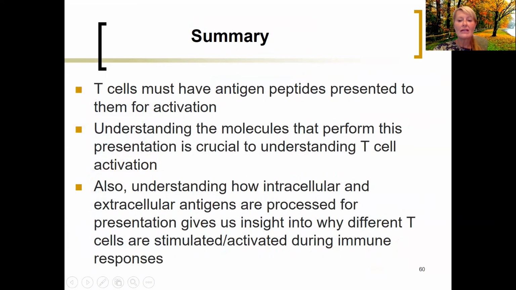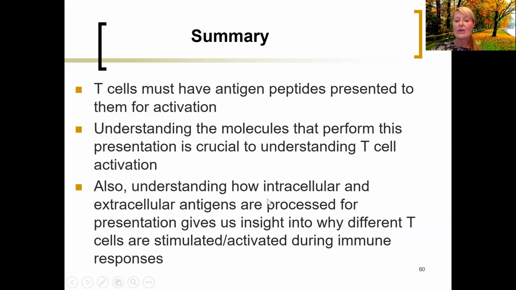Okay, so let's just summarize this section before we move on to thinking more about the TcR and the various T cells. T cells must have antigen peptides or lipid carbohydrates presented to them for activation. Understanding the molecules that perform this presentation is crucial to understanding T cell activation, because then we can talk about the cytotoxic T cells, the helper cells, the gamma deltas, NKTs, and all of the different kinds of phenotypes of cells, and you're going to understand how they're displayed and how that activates various T cell subsets.